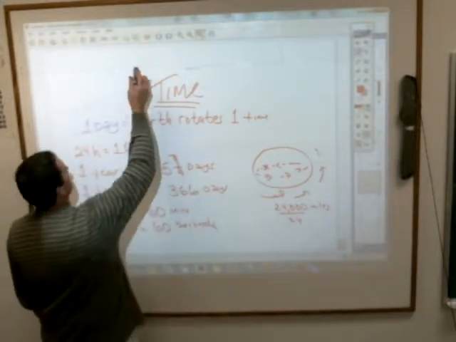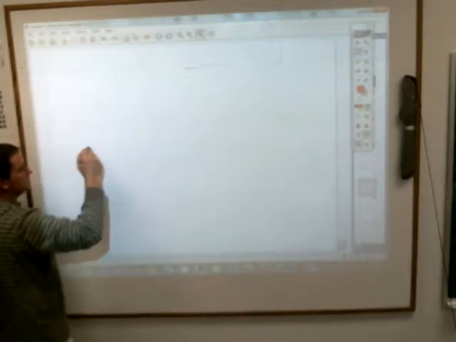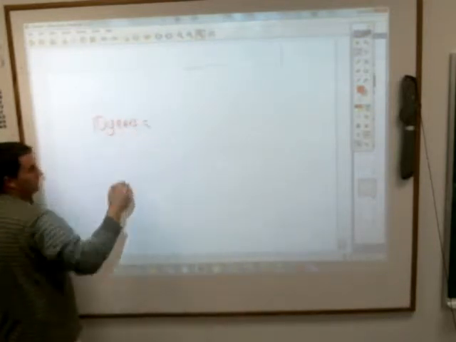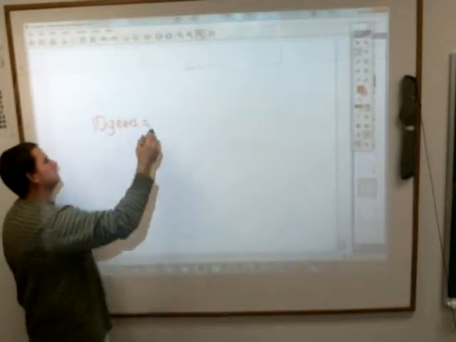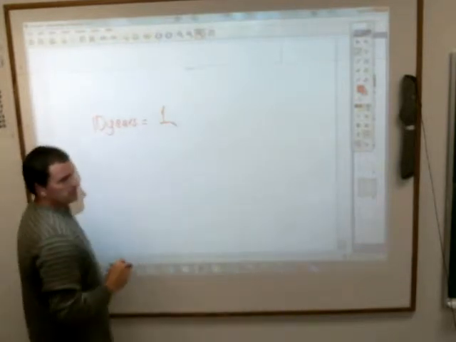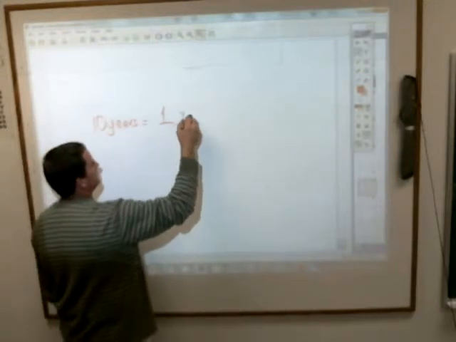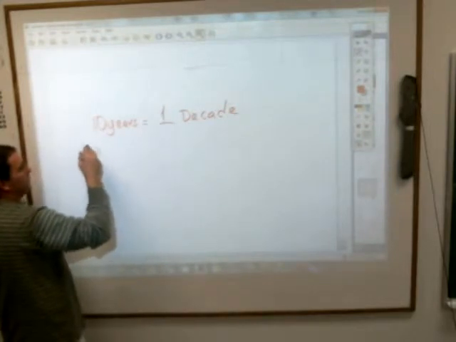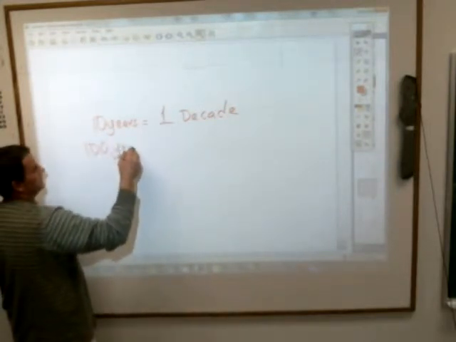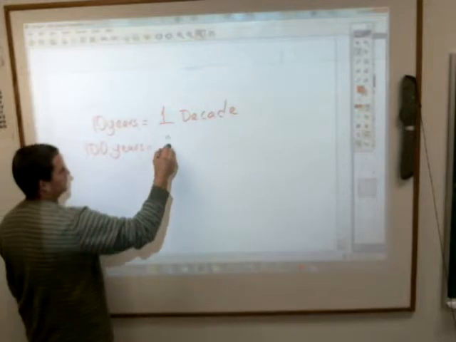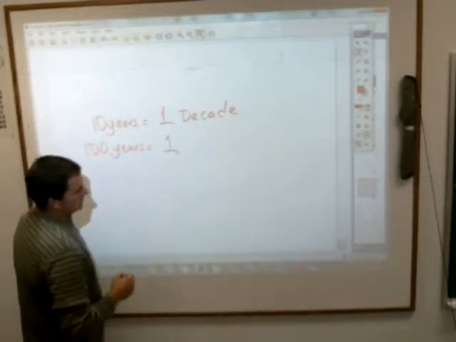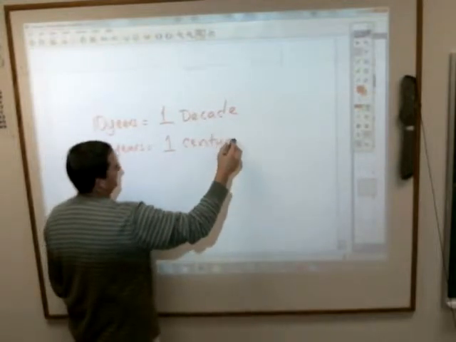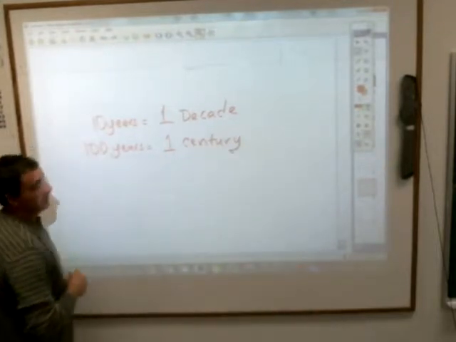Now, in addition to that, talking about years, when you put 10 years together, that is 1 what? Noah? 10 years put together is a decade. We put 100 years together, that is 1 century. It's always easy to remember that, because if you think of a cent, being 100 pennies in a dollar.